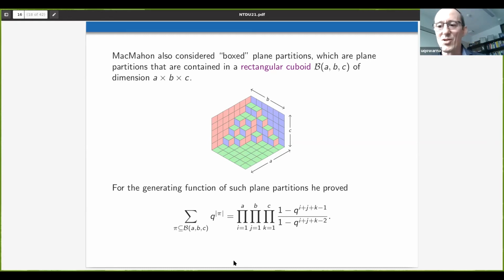Of course, it's obviously symmetric in A, B, and C, as it should be, because you can take this picture at the top of this page, and if you start rotating it, it doesn't change the generating function, because the only thing you care about is the volume of this stacking of unit cubes. Okay, so that's a really pretty formula.